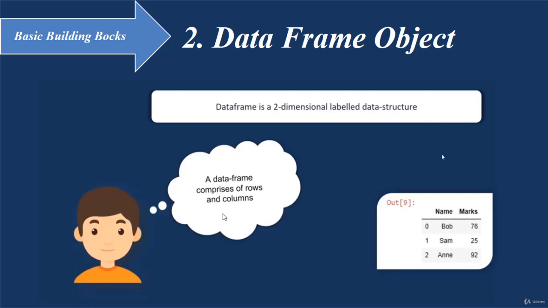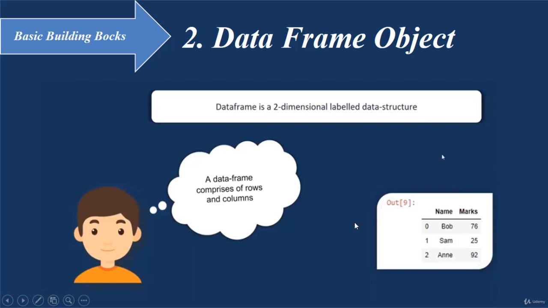The second building block for the Pandas package is the data frame object. And the data frame object is simply a two-dimensional labeled data structure. That is, it has the rows like so, and it also has the columns with titles.